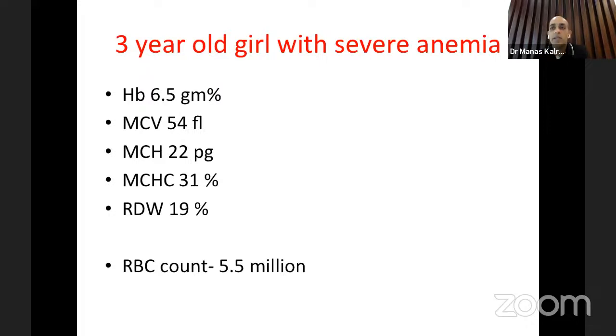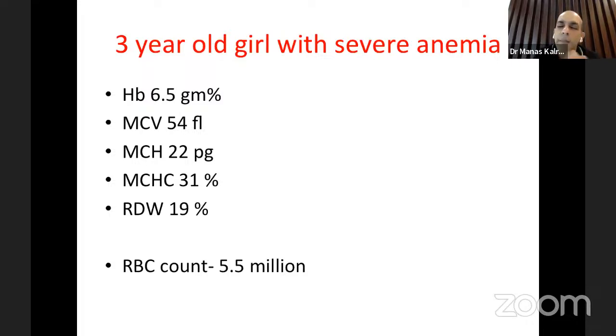RBC count being high means that there is actually a lot of production going on in this patient. So that means it is not a pure iron deficiency. There is something else going on. And if you look at North India and certain populations, we have 4 to 5% patients who have thalassemia minor. And that is one of the most important reasons why the RBC count is higher in this patient.